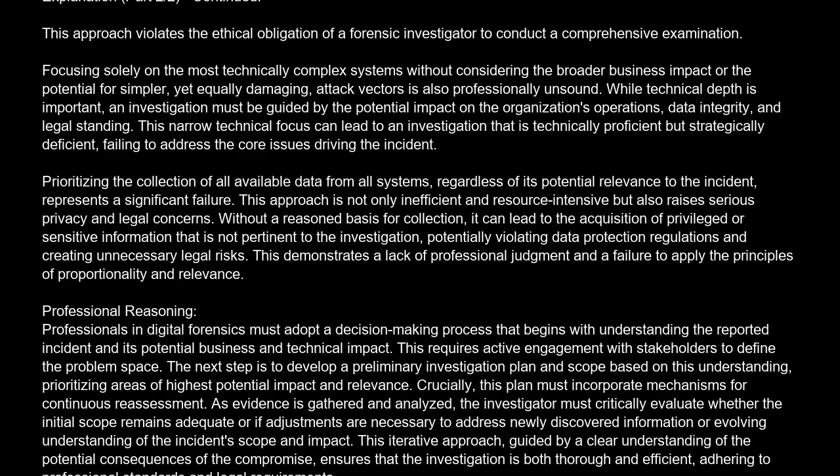This narrow technical focus can lead to an investigation that is technically proficient but strategically deficient, failing to address the core issues driving the incident.